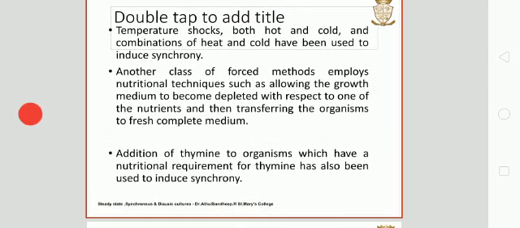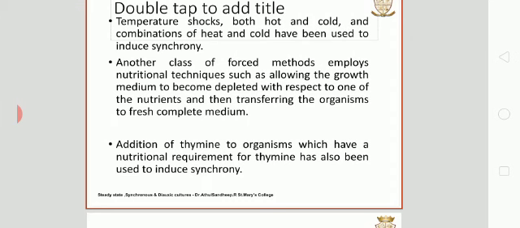Double temperature shocks, both hot and cold and a combination of heat and cold, have been used to induce synchrony. Another class of forced methods employs nutritional techniques, such as allowing the growth medium to become depleted with respect to one of the nutrients and then transferring the organisms to fresh complete medium. Addition of thymine to organisms which have a nutritional requirement for thymine has also been used to induce synchrony.